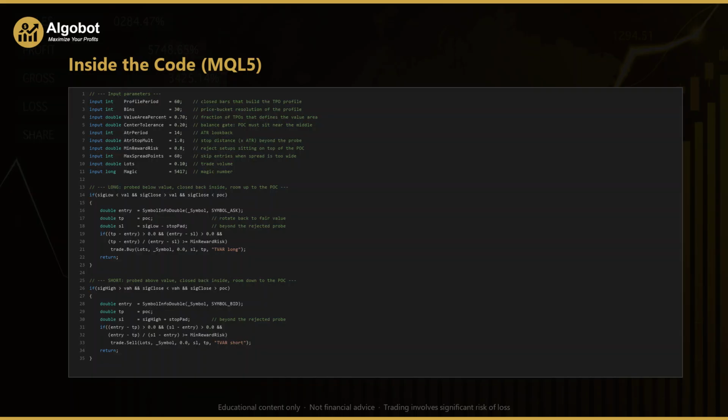Now the long block. The condition checks three things together. The signal bar's low dipped below the value area low. Its close came back above that low edge, and its close is still below the point of control. When all three are true, the EA reads the ask price, sets the take profit to the point of control, and sets the stop 1 ATR below the probe low. If the reward divided by the risk meets the minimum, it calls trade.buy with those stop and target levels.